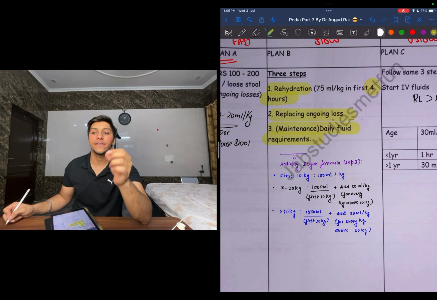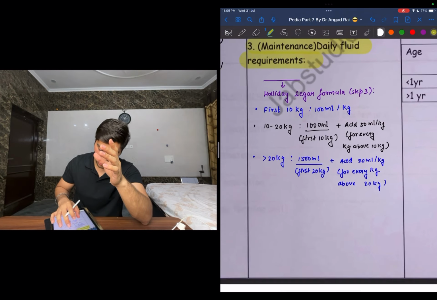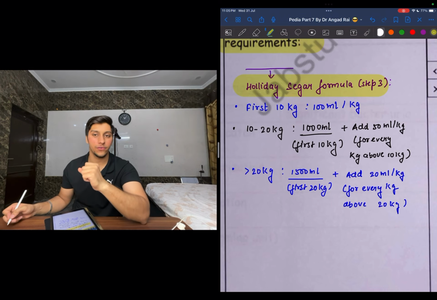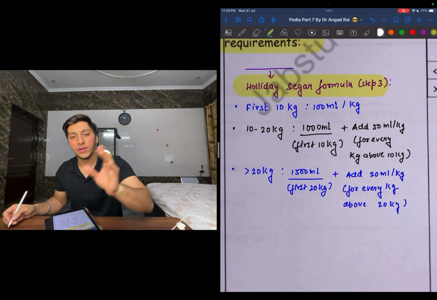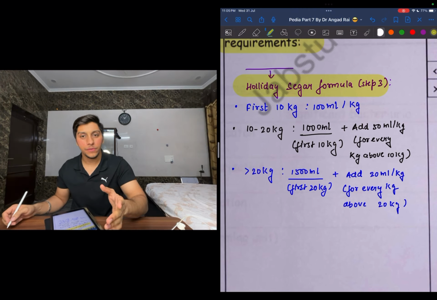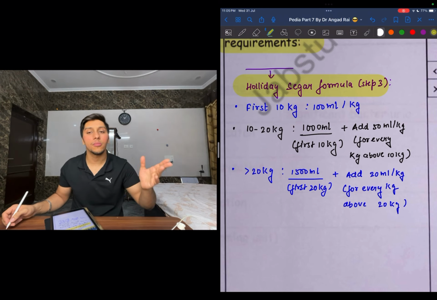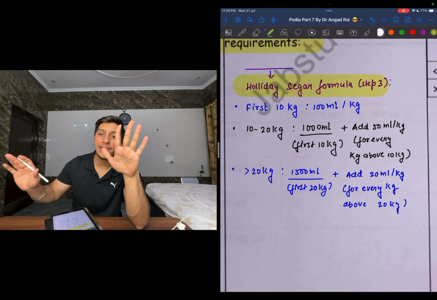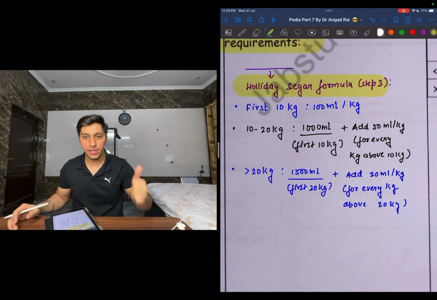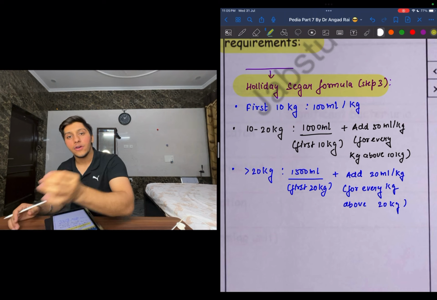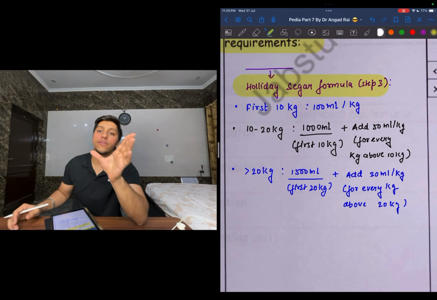You have to calculate that with a formula which is known as the Holiday-Segar formula. There are 3 steps for the Holiday-Segar formula. First 10 kgs: if a child is in the first 10 kg, with every kg you will add 100 ml. For example, if the baby is 7 kg, how much will you give? 700 ml. If it is 9 kg, you will give 900 ml. And if it is 10 kg, you will give 1000 ml. Itna clear hai? Done. After that, from 11 kg to 20 kg, for each 1 kg weight gain, you are going to give 50 ml.